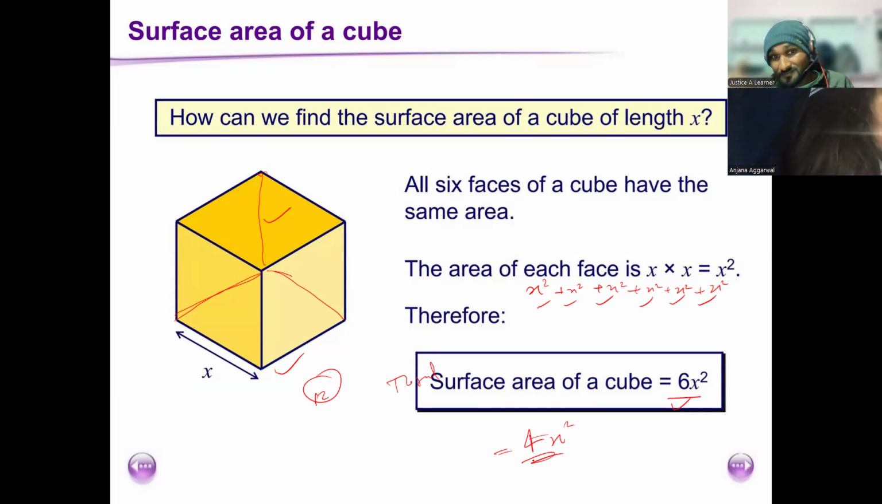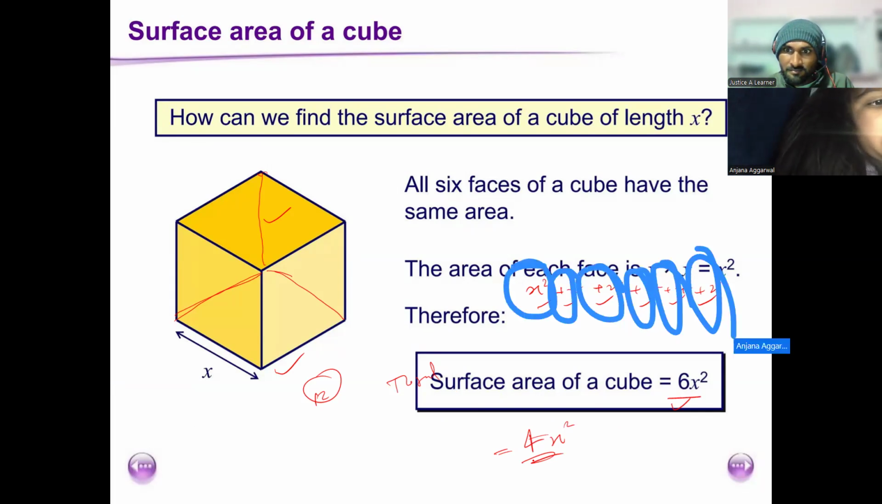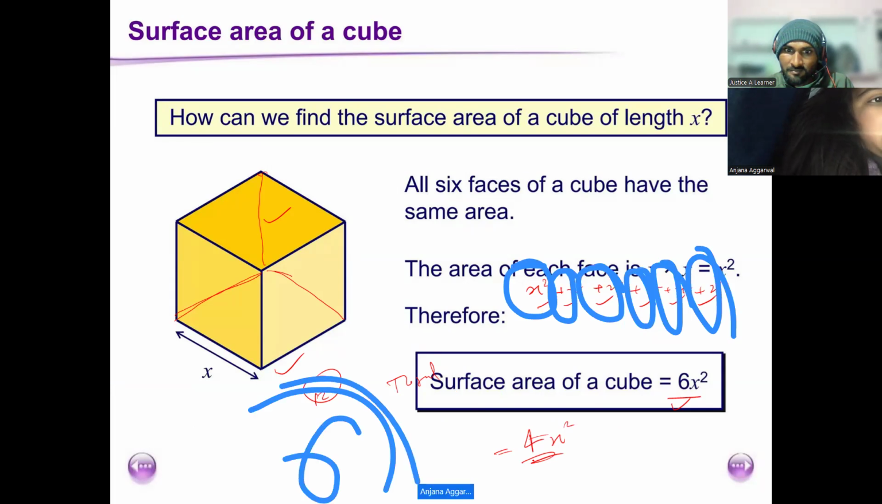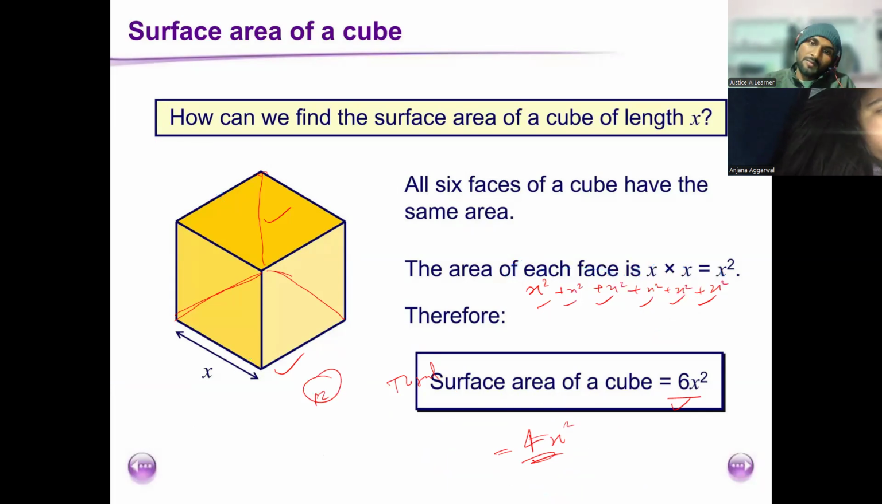Yes, because there are six sides in total. If you take the top and bottom away, that takes away two, which gets you four. Yes, right. So this is the total surface area.